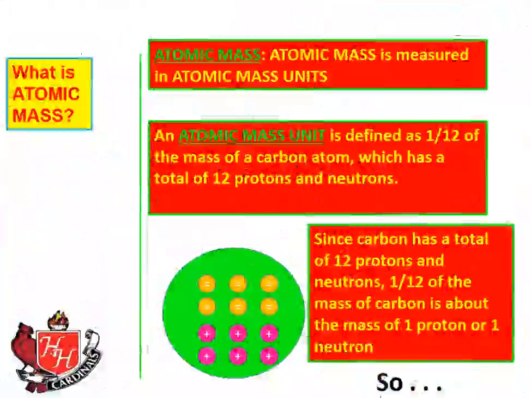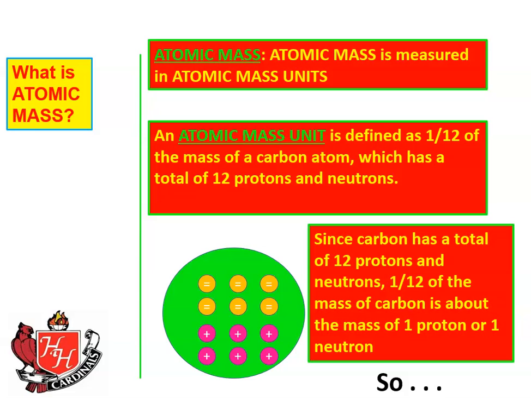Okay, so now we're going to go into talking about what is an atomic mass unit. And the mass that you saw in that last slide, the 1.01, is the atomic mass. It's measured in atomic mass units. So what is an atomic mass unit? An atomic mass unit is formally defined as 1/12 of the mass of a carbon-12 atom, which has a total of 12 protons and 12 neutrons.